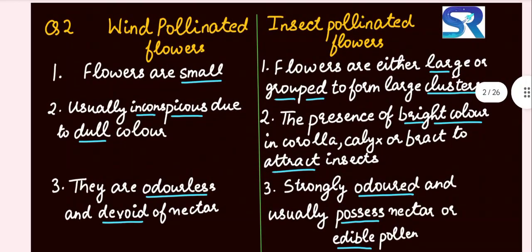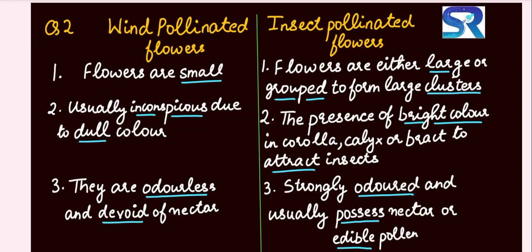Second, wind pollinated flower and insect pollinated flower. First, flowers are small, usually inconspicuous due to dull color. Third, they are odorless and devoid of nectar.